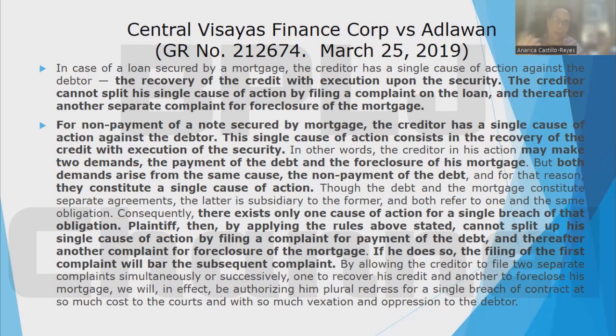However, in cases when the creditor opts to foreclose the mortgage, let us say the loan amount is 2 million and the amount realized in the foreclosure sale is only 1 million, he can file a suit for collection of deficiency judgment for the remaining amount only of 1 million. Okay?